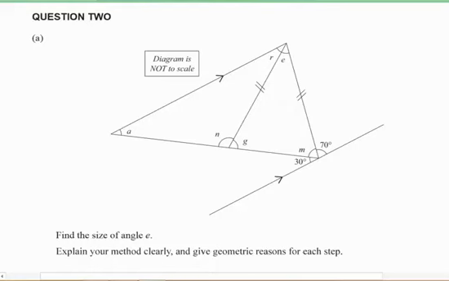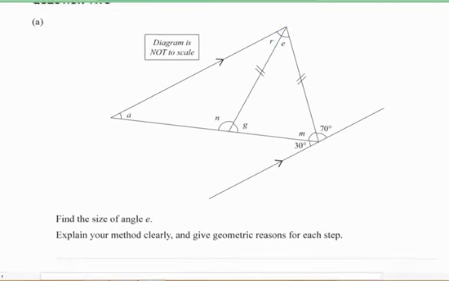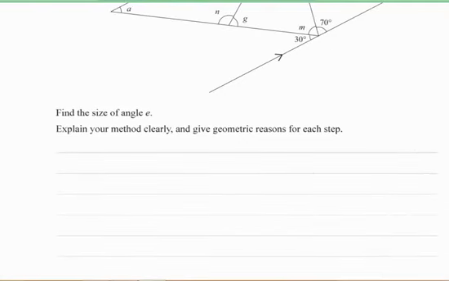Okay, so for this first question here, we're asked to find the size of angle E. So that's that angle there, circled in blue. And to get there, we have to do a few steps first of all. So we're going to start by finding angle M. So I'll write it down here. Angle M equals 180 minus 30 minus 70, which gives us 80 degrees.